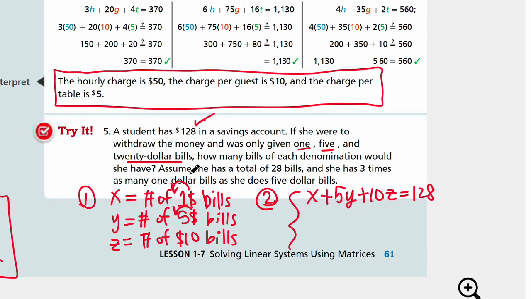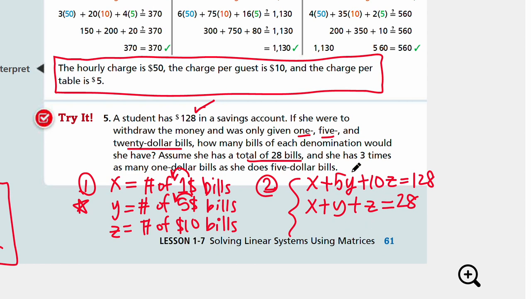And then we're going to assume she has a total of 28 bills. So all the bills together, regardless of how much they're worth, if you add all the numbers up, x plus y plus z, you will have how many bills? 28 bills. That's the total number of bills you have. Okay, so x plus y plus z would be 28. So it's really important to know what your variables represent. Otherwise, you're going to be confused how to write your equation. If you know what your variables represent, you can easily write equations.